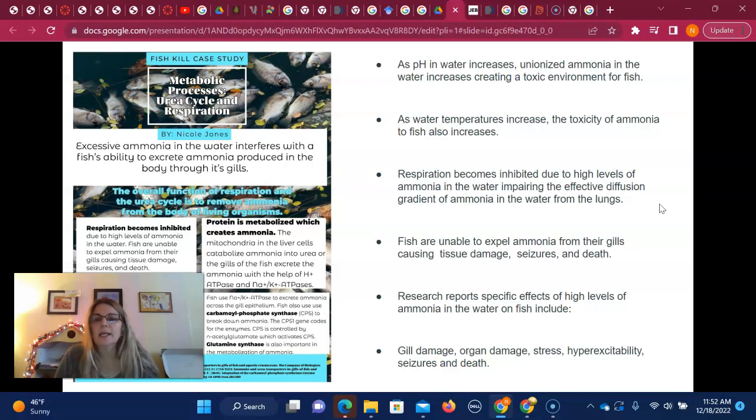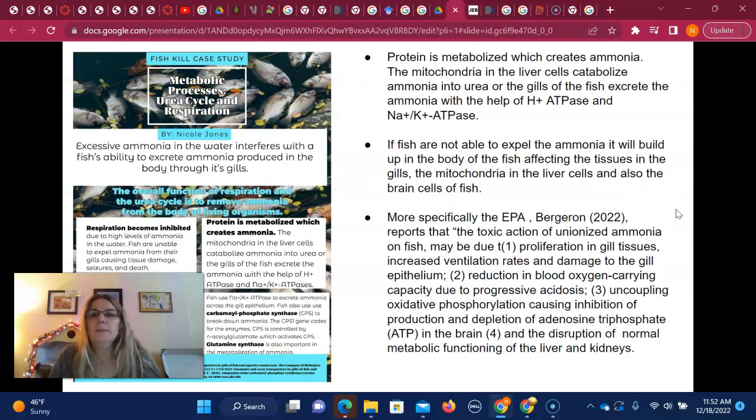Research reports specific effects of those high levels include gill damage, organ damage, stress, hyperexcitability, seizures, and the ultimate eventual death. Protein is metabolized, which creates ammonia. The mitochondria in the liver cells of some fish do catabolize ammonia into urea, or the gills of the fish excrete the ammonia. But some fish do metabolize part of it and excrete it through urea. If fish are not able to expel the ammonia, it will build up in the body of the fish, affecting the tissues in the gills, the mitochondria in the liver cells, and also the brain cells of the fish.